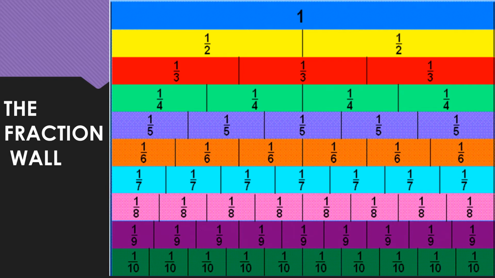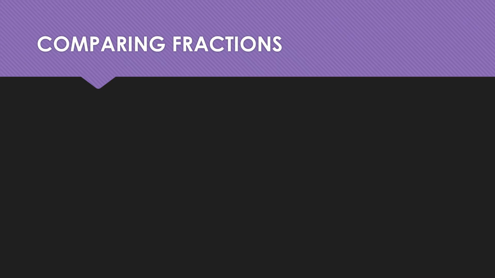Now we have the light pink, which is the whole cut into 8 equal parts. So each part is 1/8 of the fraction. Similarly, the purple strip has been cut into 9 equal parts. The 1 has been broken into 9 equal parts. So each portion, or each piece, is 1/9 of the fraction. And finally, in the last green strip, we have 1 being cut into 10 equal parts, and each part is 1/10 of the portion. Thus, in a single wall, we learned different types of fractions. Now let's see how we can compare different fractions.